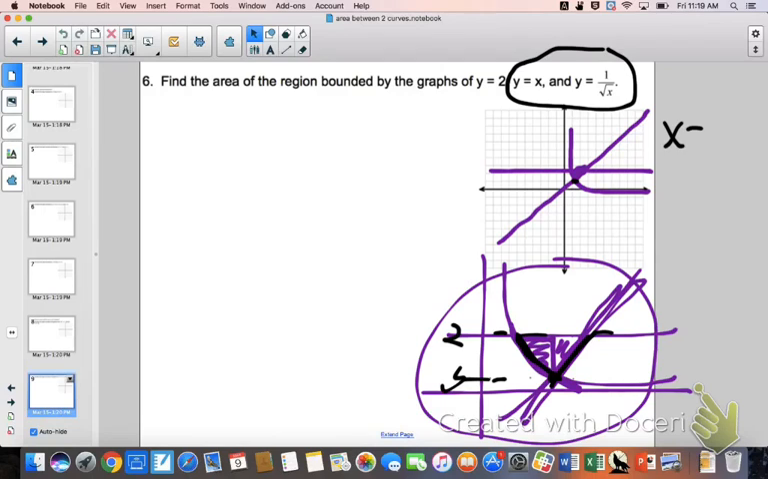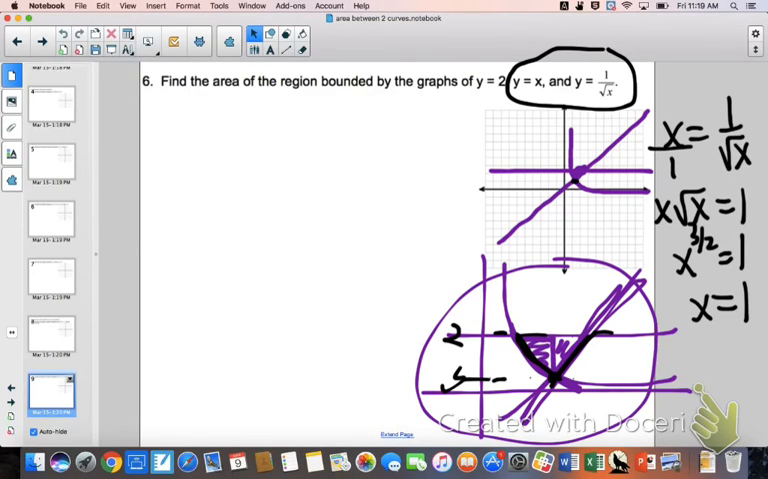So x equals 1 over root x. When you cross multiply, you get x times root x equals 1. So basically, if you look at that, it's x equals 1, right? Because that's the same thing. It's x to the 3/2 equals 1, so x equals 1. So your bounds, all this is in terms of y, your bounds are from 1 to 2. This is 1 and this is 2.